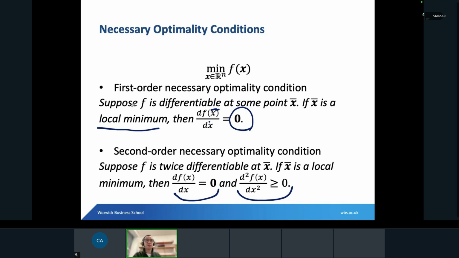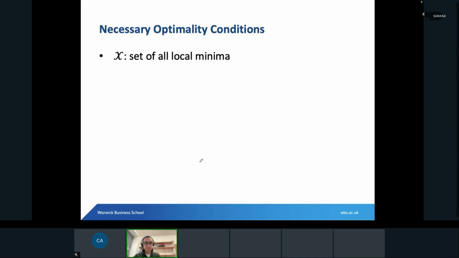Now keep this in mind. The first order condition says that the first derivative is equal to 0 for that point if it is a local minimum. Then the second order necessary optimality condition says that if that is a local minimum, the first derivative is equal to 0 and the second derivative is non-negative. Now let's assume that X is the set of all local minima.